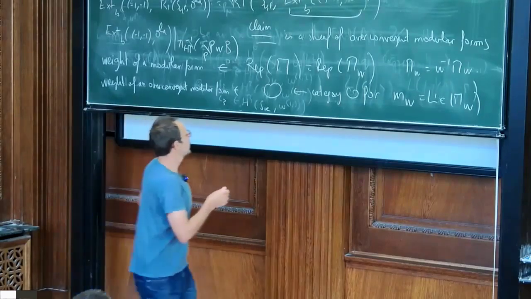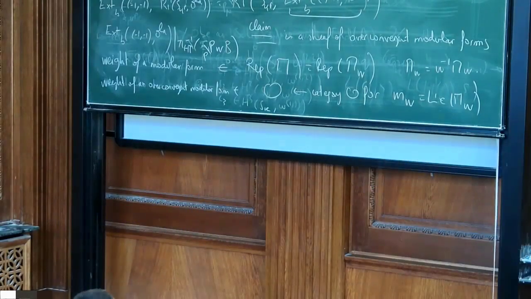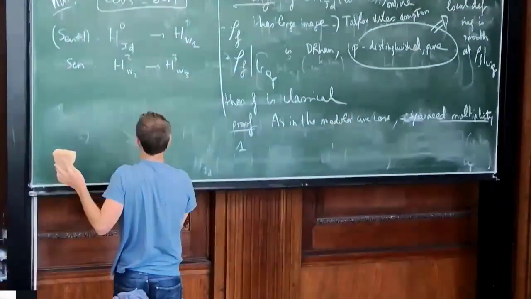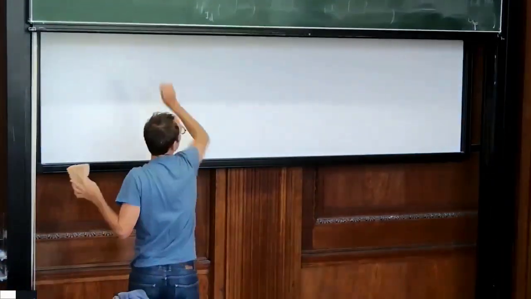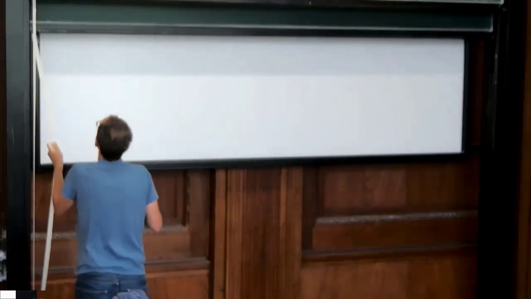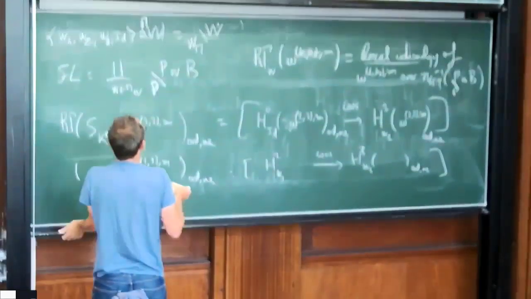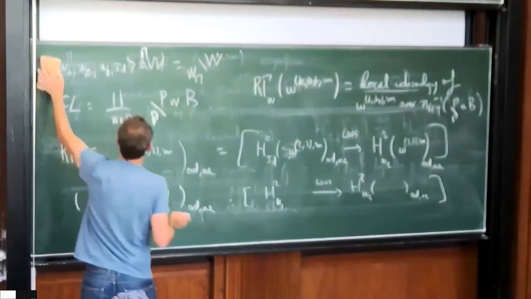And so now I can tell you what this sheaf of overconvergent modular forms is, this Ext^B of O^{la}.